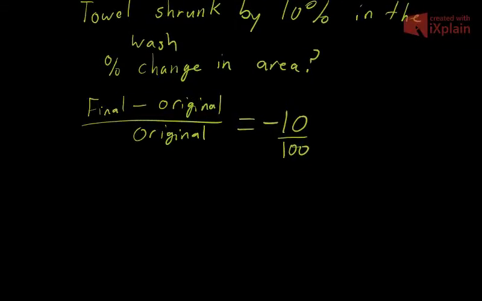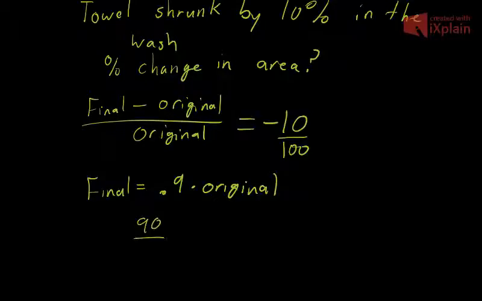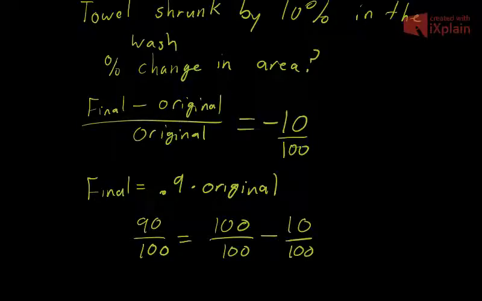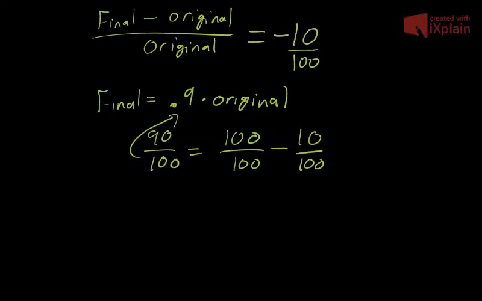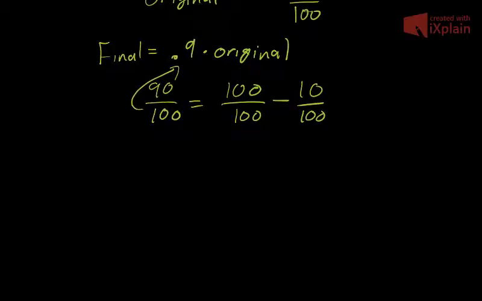Or we could say, after a lot of math with this, that the final is going to equal 0.9 times the original. And it's 0.9 because that is 90 out of 100, which is 100, or the whole, minus 10%. So this is where the 0.9 comes from. So our side, rather, is going to be 0.9 times the original. So if we want to find the final area, we're going to have to do that to both sides.